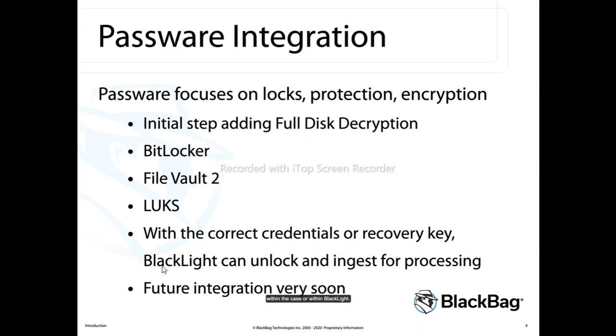For a long time, Blacklight has not been able to unlock items within the case. They have a password integration now that focuses on locks and protection and encryption. So you can add items that may be full disk encryption or full volume encryption to your Blacklight case, for example, like BitLocker, FileVault 2, and LUKS. And if you know the correct credentials or have the recovery key at the time of ingestion, it will actually have the ability to decrypt and properly decode the information in those volumes or in those disk images.